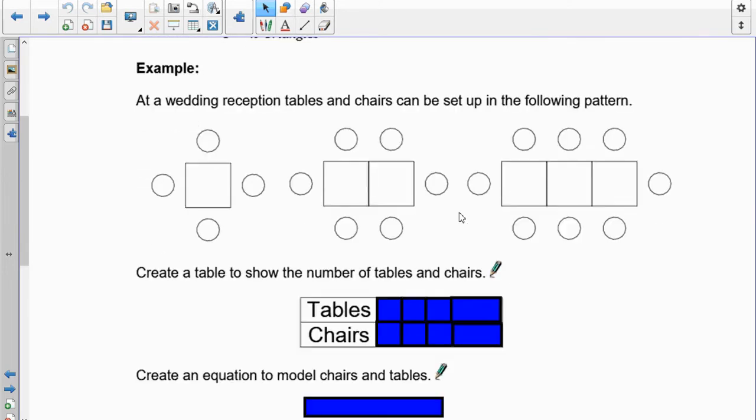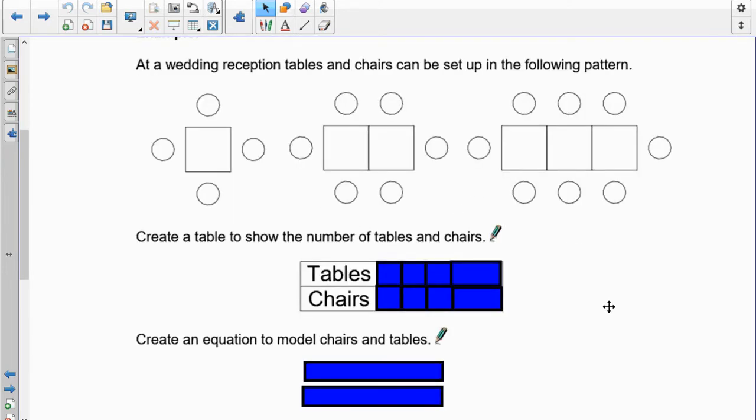Let's go on to the next example. At a wedding reception, tables and chairs can be set up in the following pattern. Create a table to show the number of tables and chairs. Well, I've got tables and I've got chairs, so we're basing the number of chairs on the number of tables because we're changing the tables.